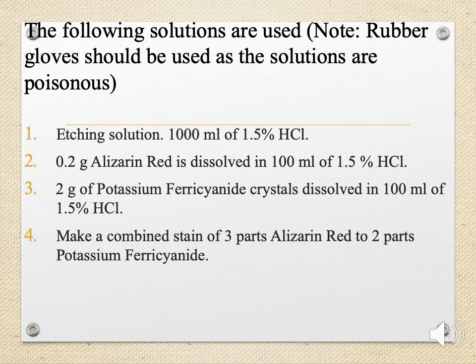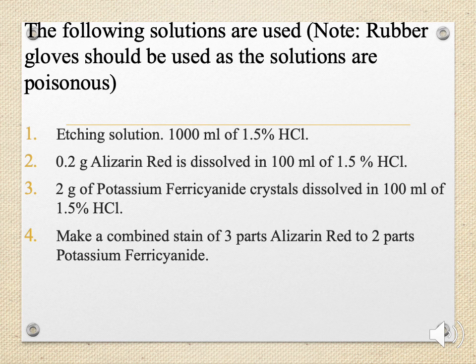Then you will need 0.2 grams of alizarin red, and you can dissolve that in 100 ml of your 1.5% hydrochloric acid. So the same etching solution, you can take 100 ml from that, and you can mix that in a test tube or a beaker. Then you can weigh out 2 grams of potassium ferricyanide crystals, and you can dissolve that in another 100 ml of 1.5% hydrochloric acid.